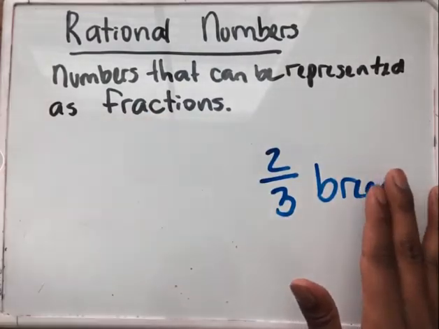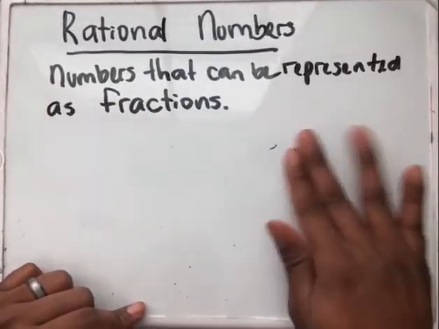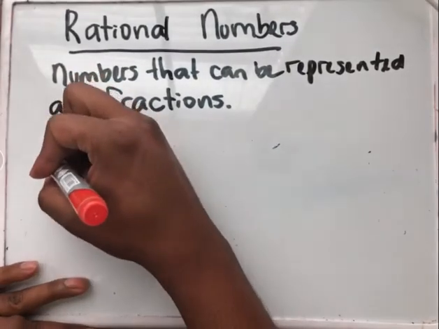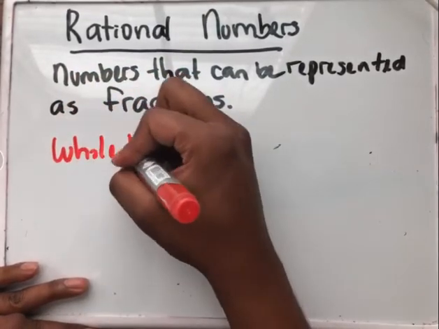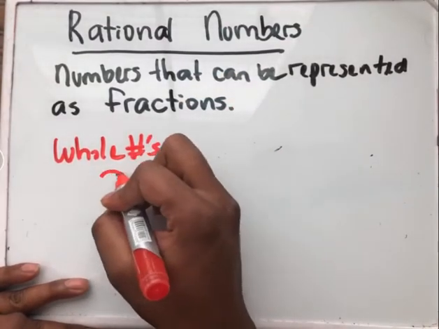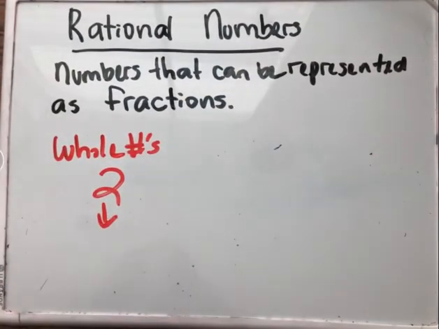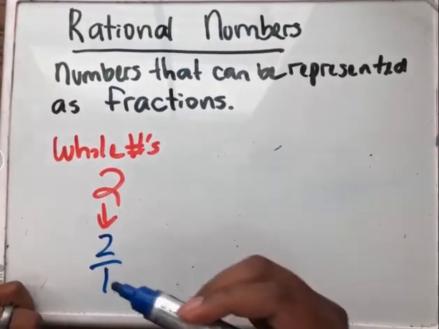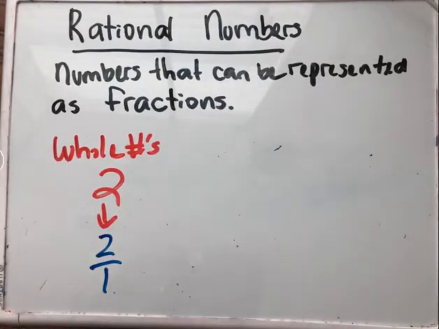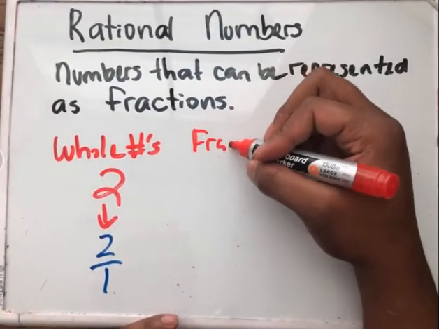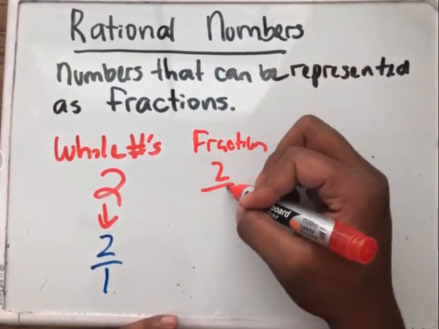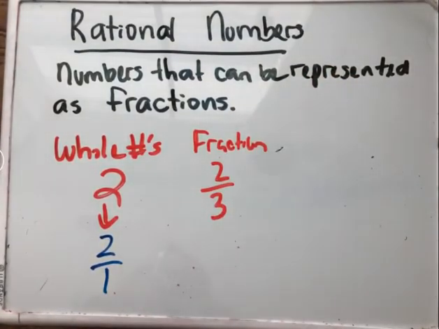And the different types of rational numbers that we work with is whole numbers. So whole numbers, for example, like 2 is a whole number. I can then turn that into a fraction, 2/1. A rational number is also a fraction because it's already in fractional form. Like I had 2/3, I can go ahead and leave that as 2/3.